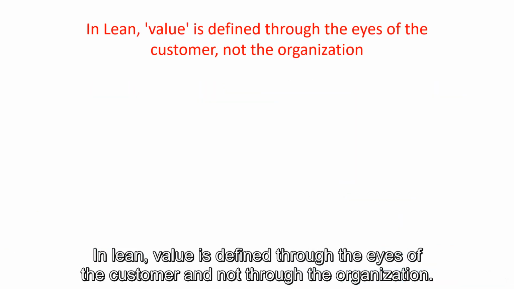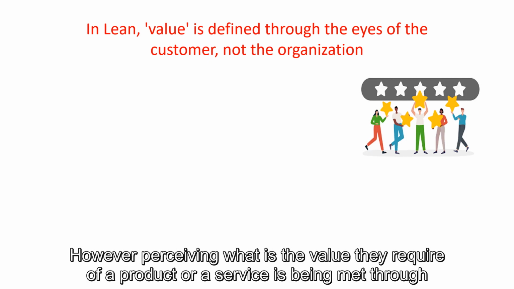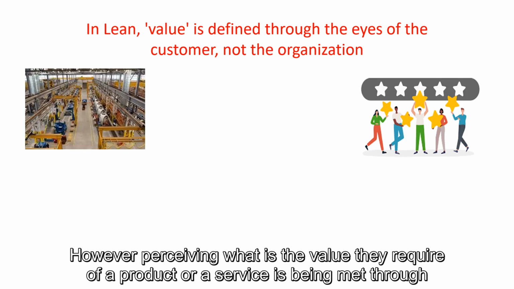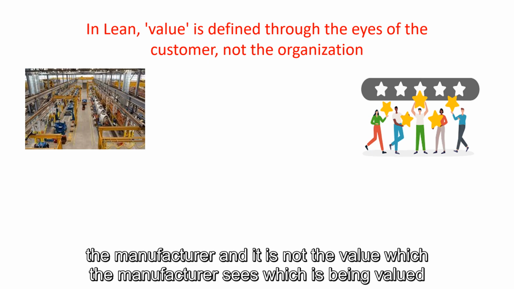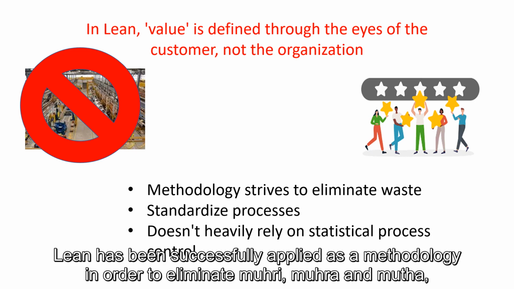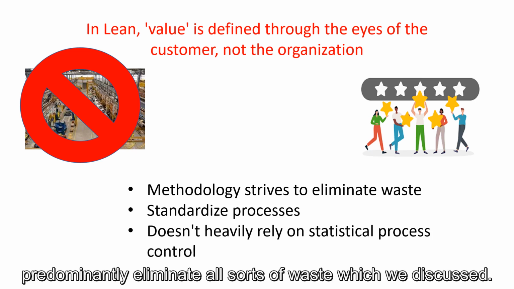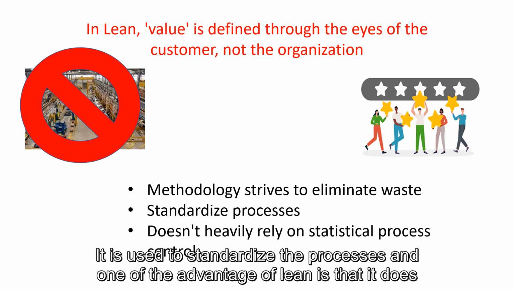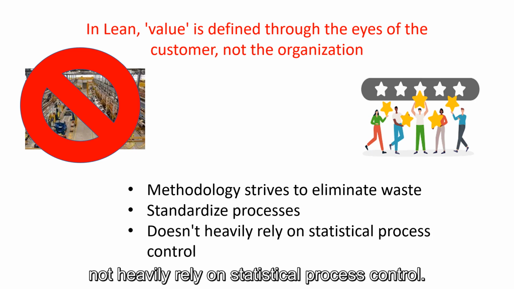In lean, value is defined through the eyes of the customer and not through the organization. The customer perceives what value they require of a product or a service, and that is what the manufacturer needs to meet. It is not the value which the manufacturer sees that is valued in lean. Lean has been successfully applied as a methodology to eliminate Muri, Mura, and Muda, predominantly all sorts of waste which we discussed. It is used to standardize the processes, and one of the advantages of Lean is that it doesn't heavily rely on statistical process control.